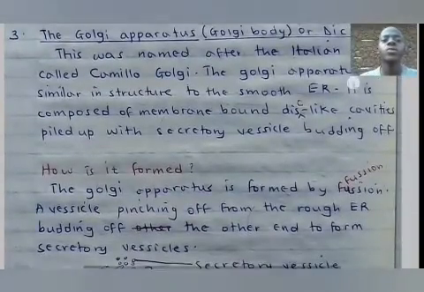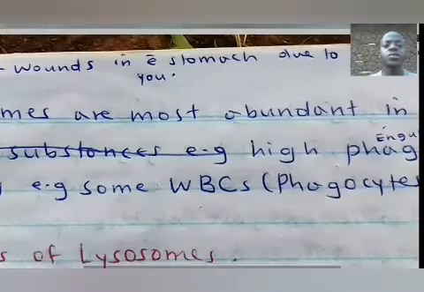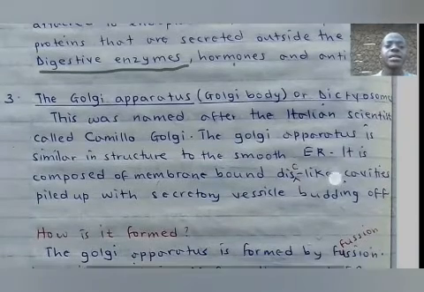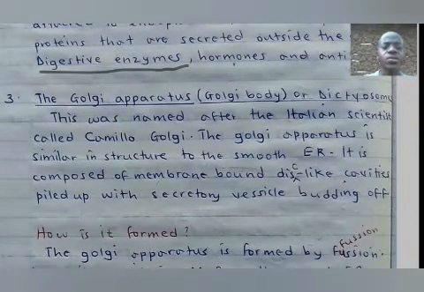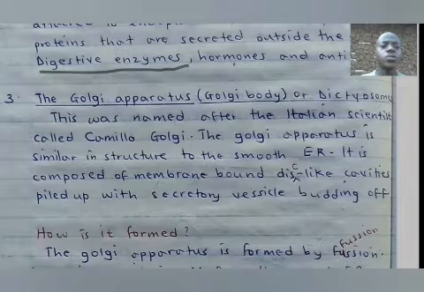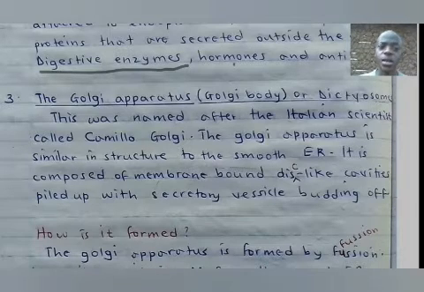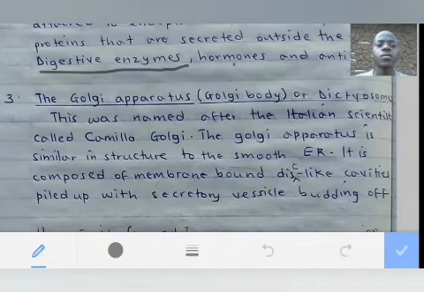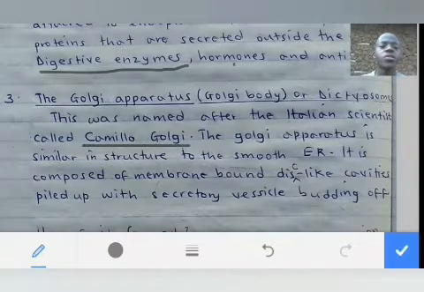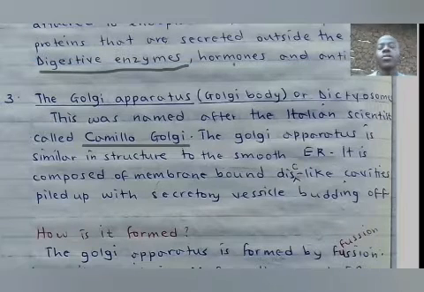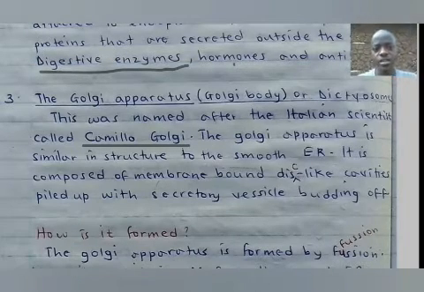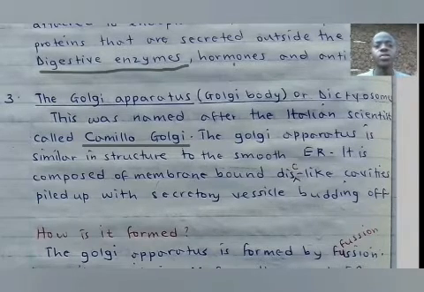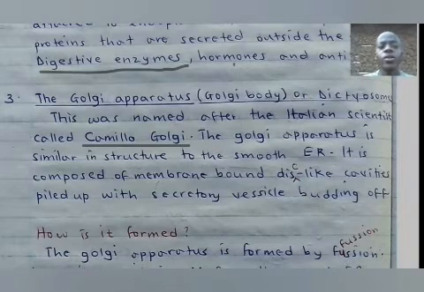Now we have what we call the Golgi apparatus. Some of you may be asking yourselves what the Golgi apparatus is. The Golgi apparatus, or the Golgi body, or the dictyosome, was named after the Italian scientist called Camillo Golgi. This man Camillo Golgi is the one who discovered the Golgi apparatus, and therefore he named it after his name. That's why it is called Golgi apparatus.